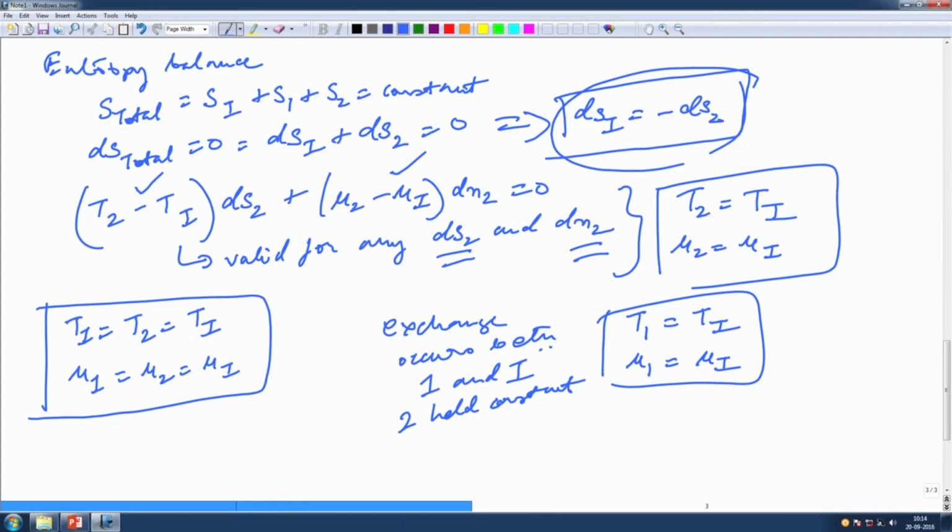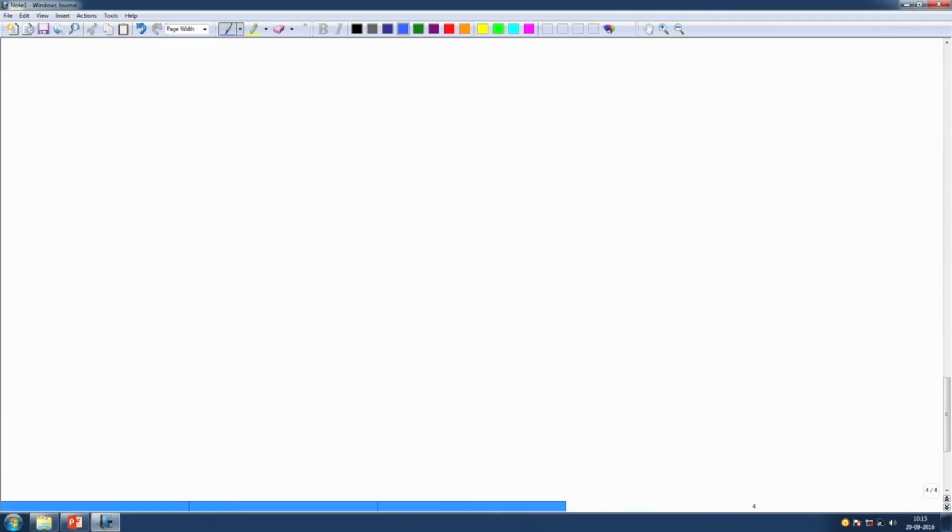So, this is the key expression for that interface. That means the temperature of the interface should be the same as the temperature of the two phases with which it is in contact. Similarly, the chemical potential of the interface is the same as the chemical potential of the other two phases that are present. This is an interesting inference that we have drawn out of this work. Now, while we are at interface, let us look at an important feature of an interface which is called surface tension.